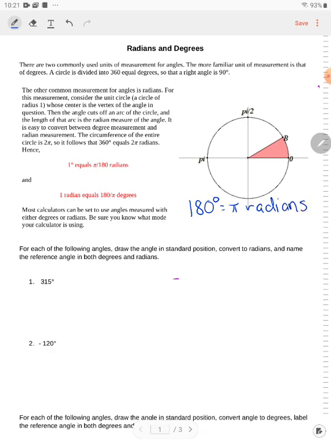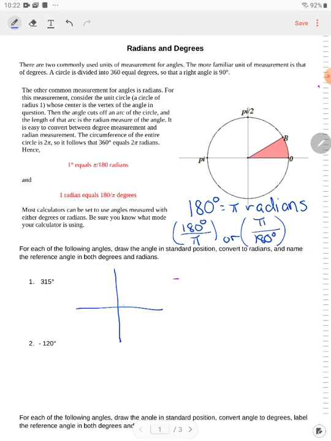And we can use this information either as the ratio 180 degrees over pi or pi over 180 to convert from degrees to radians or radians to degrees. So for each of the following angles, draw the angle in standard position, convert to radians, name the reference angle in both degrees and radians.